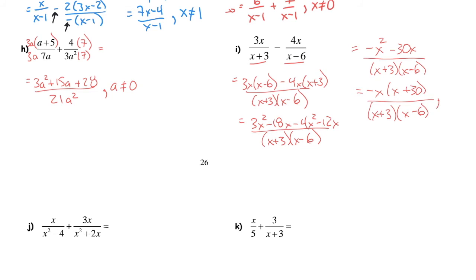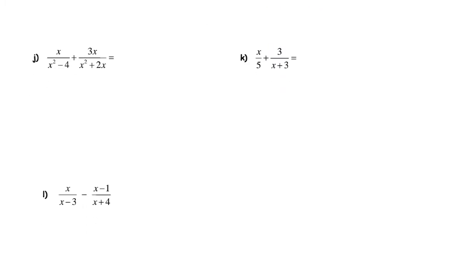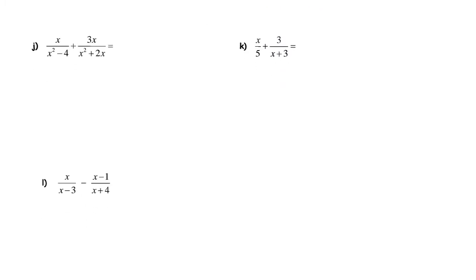And so now I'm going to state here that x can't equal, and what are my two numbers? They're going to be negative 3 and positive 6. Okay, and those will be my two non-permissibles. Let's keep going.